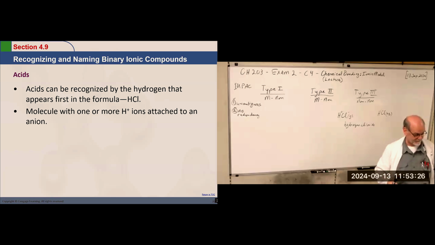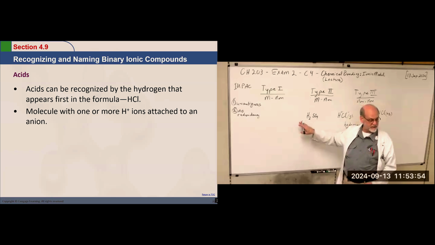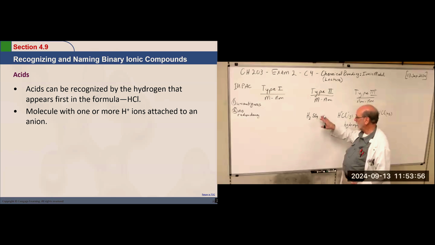Acids will have at least one, sometimes more, hydrogens at the beginning of the name. So this one has one hydrogen. One with a polyatomic like this one has two, right? The hydrogens would assume a positive one charge, and the sulfate, being a polyatomic ion, needs two of those to balance it. Okay?